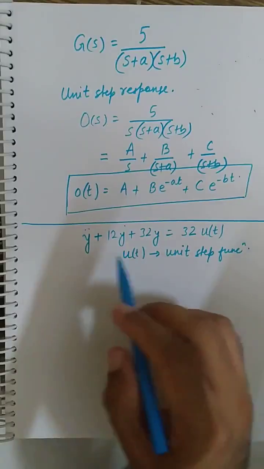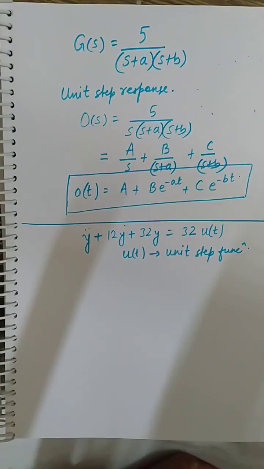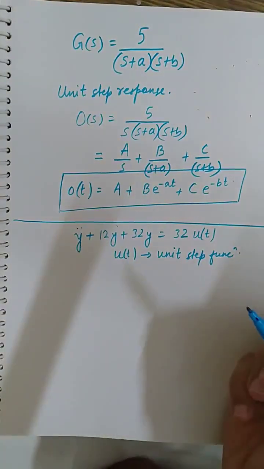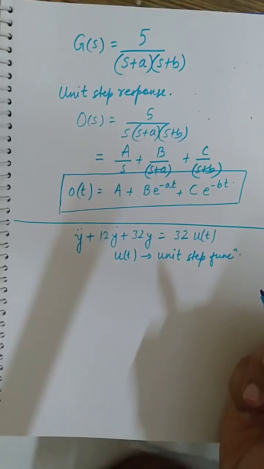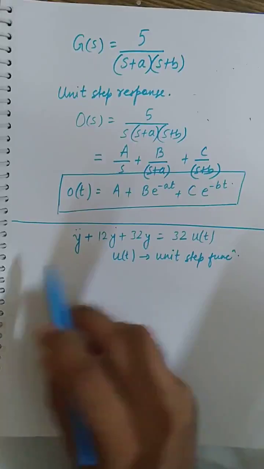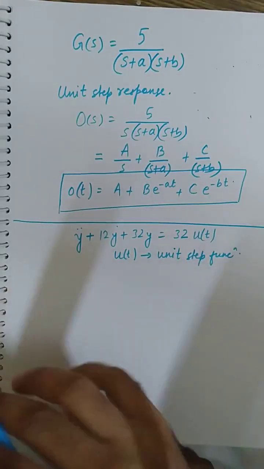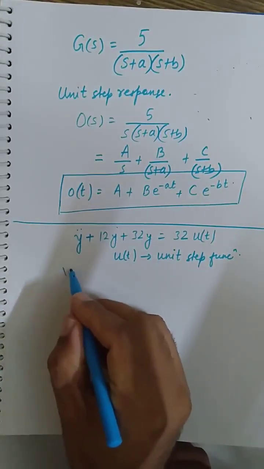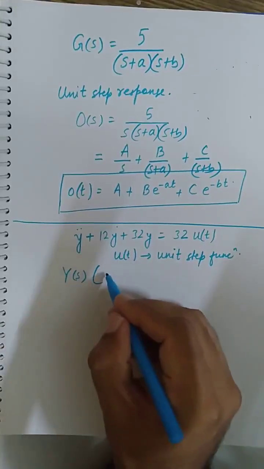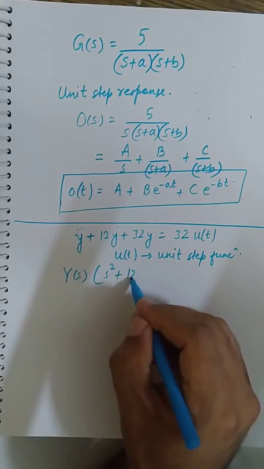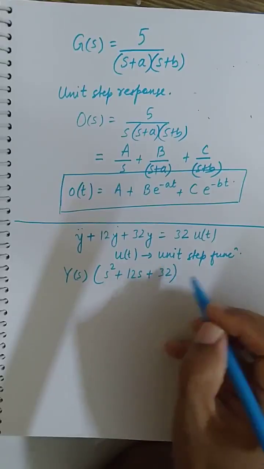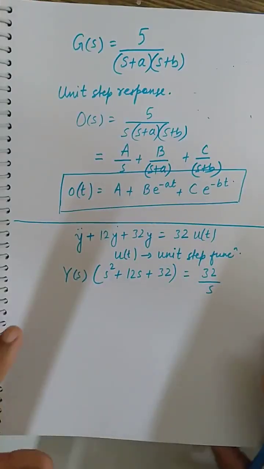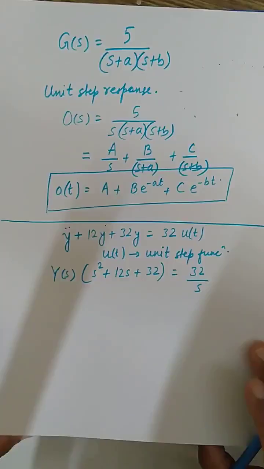Right. So using the Laplace domain method of solving it would be much simpler rather than solving this ODE using any other technique, right? In the Laplace domain, what we do is we take the Laplace transform on both the sides, and then we take the inverse Laplace on both the sides, right? So when we take the Laplace transform of this equation, what will this come out to be? Y(s) times s square plus 12s plus 32 is equal to 32 upon s, because this is u(t) and its Laplace transform we know is equal to 1 by s, right?